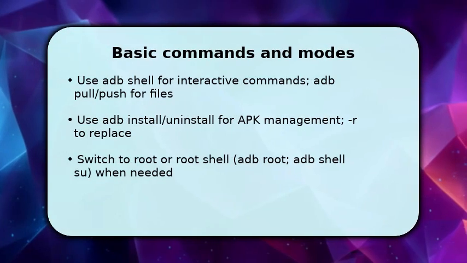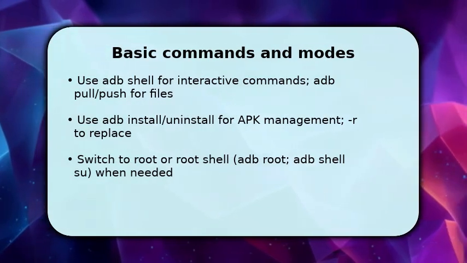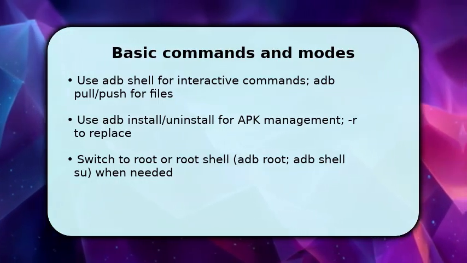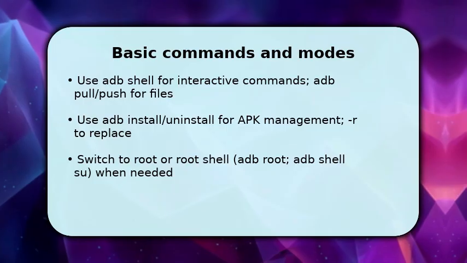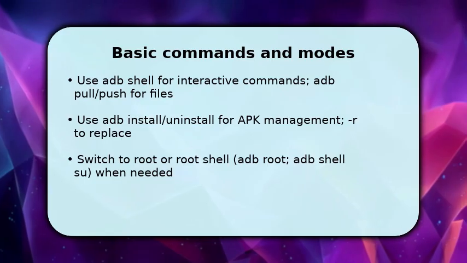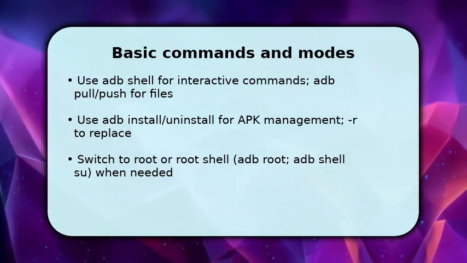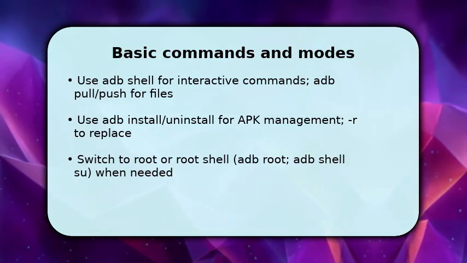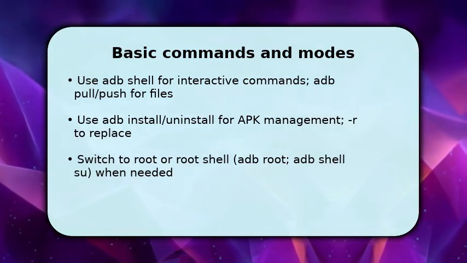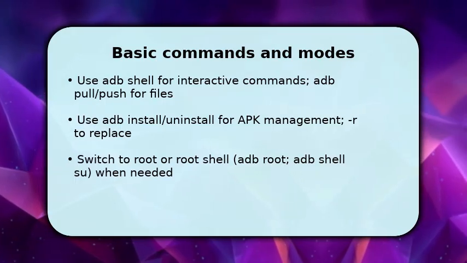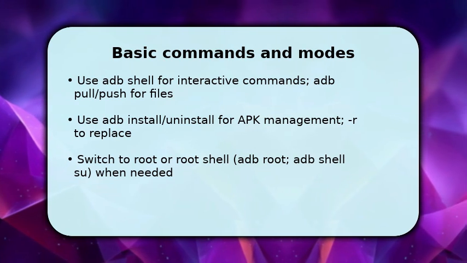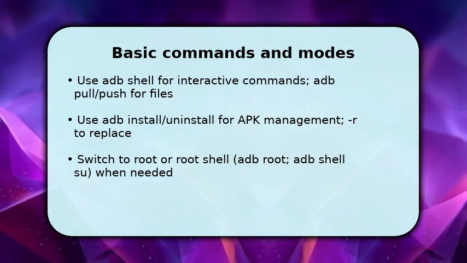You now move into active use. Open a terminal and run adb shell to get an interactive shell on the device. This is where you inspect logs, settings, and files. Use adb pull and adb push to transfer files. They are faster than manual copying. For apps, adb install apk-name or adb uninstall package-name. Add -r to replace an existing install. Once you need elevated access, use adb root when supported or adb shell then su. This grants the permissions required for system-level changes.